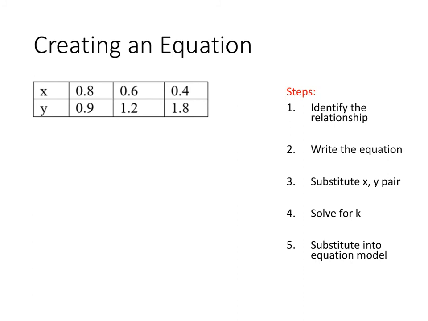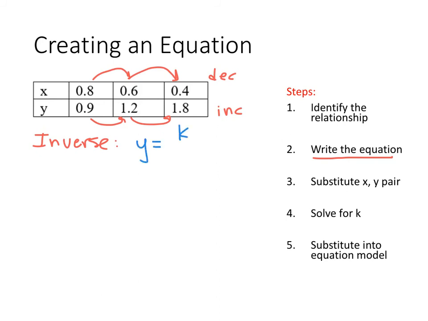First of all, I'm going to identify my relationship. As I look at it, my x values are decreasing as my y values are increasing. So from what I can tell right now, this is an inverse function. My second step is to write the equation, which is y equals k divided by x. Now I'm going to do steps 3 and 4, substituting my x and y pairs and solving for k.